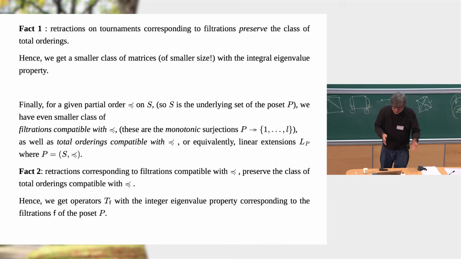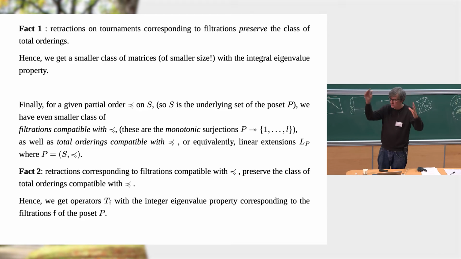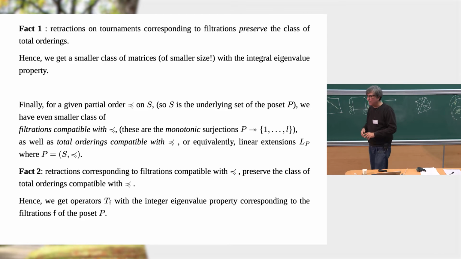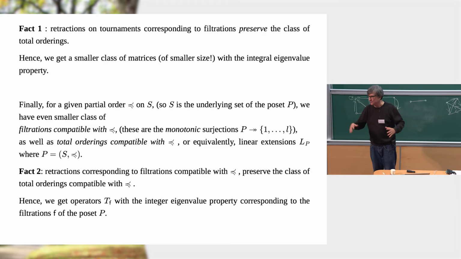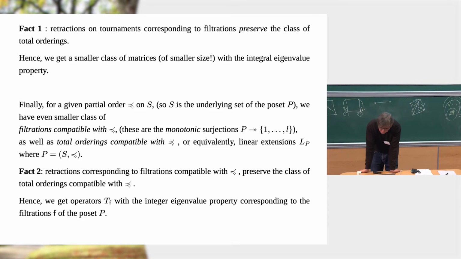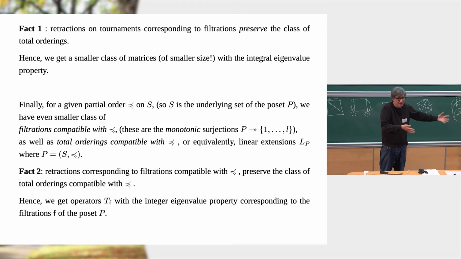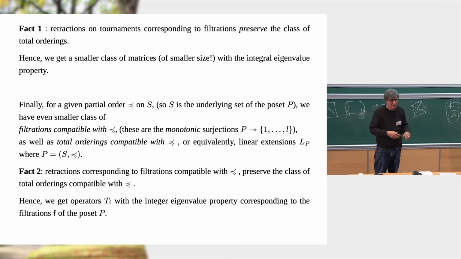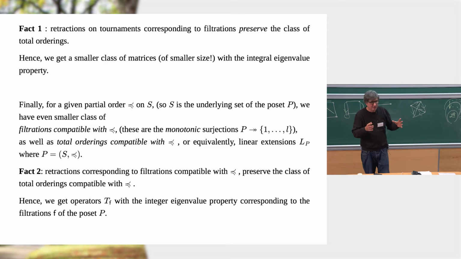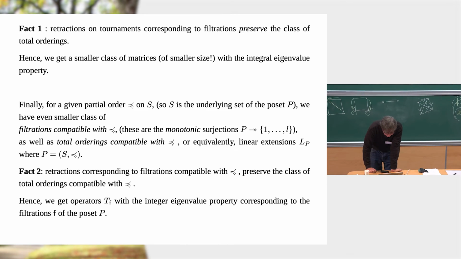Yeah, so the first fact is that if you restrict to these special faces and special tournaments, then the retraction corresponding to this filtration preserves the class of total orderings. So instead of this huge 3 to the power of a huge number of matrices of size 2 to a huge power by itself, we get some smaller matrices with the same property. And because it's part of the matrices from the big problem, we still get the integer and Givelli properties. They will just be minors of huge matrices, and not all matrices are used.